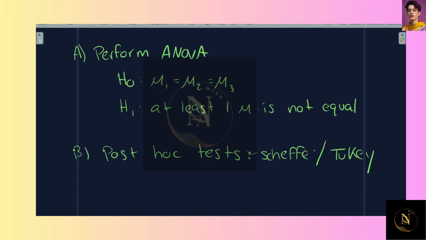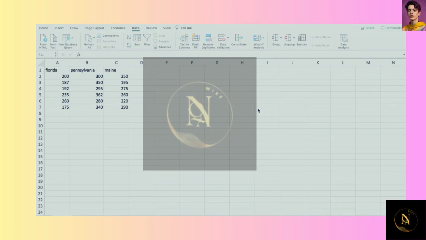What's up, StatCats? In this video, we are given an example and asked to perform a one-way ANOVA followed by a post hoc test if the results are significant. So let's go ahead to my Excel spreadsheet where I have the raw data copied over. So this is weekly unemployment benefits between different states. We are told our alpha level is 0.05, so let's go ahead and do the ANOVA test.